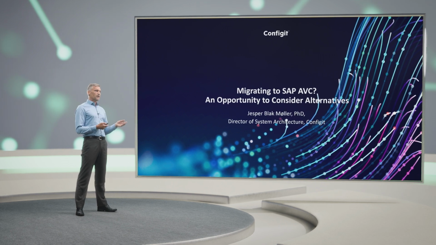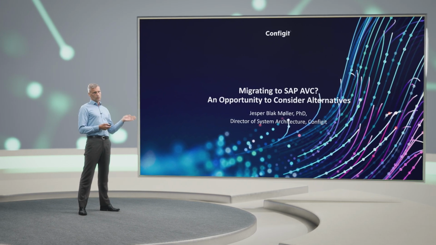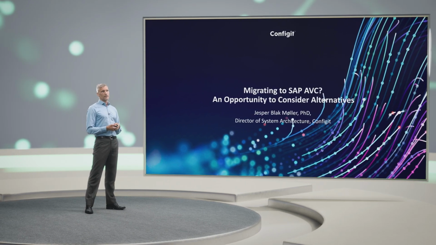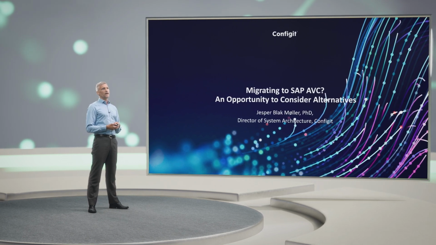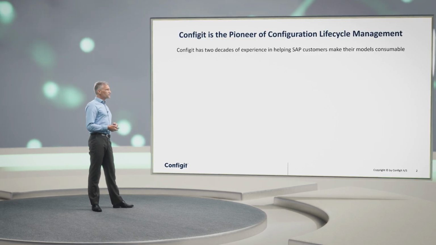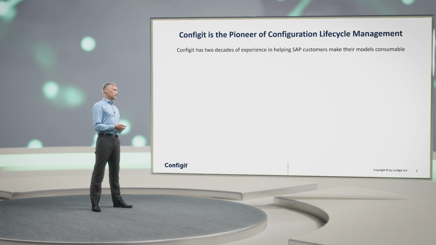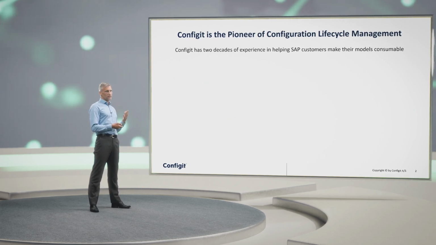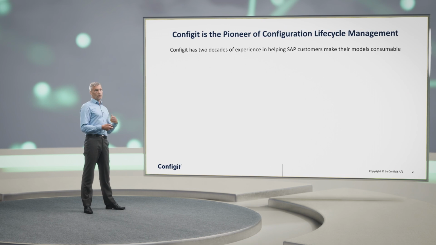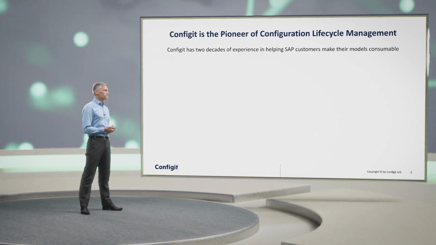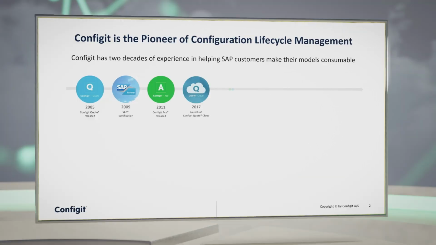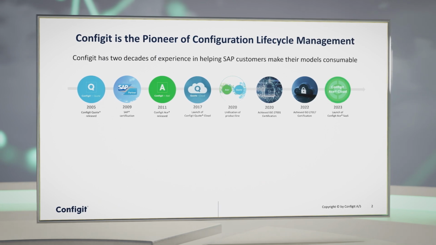I'm going to explain how you can use these 3 options to make the move as smooth as possible. And it will also open up for some new possibilities that are relevant, especially if you have configuration data in many different systems. So before I present the 3 options, I'd like to spend a couple of minutes highlighting some of the key milestones that Configit has achieved over the last many years when working with customers and their SAP data. We have a long history in Configit of helping SAP customers make their models accessible across their businesses.